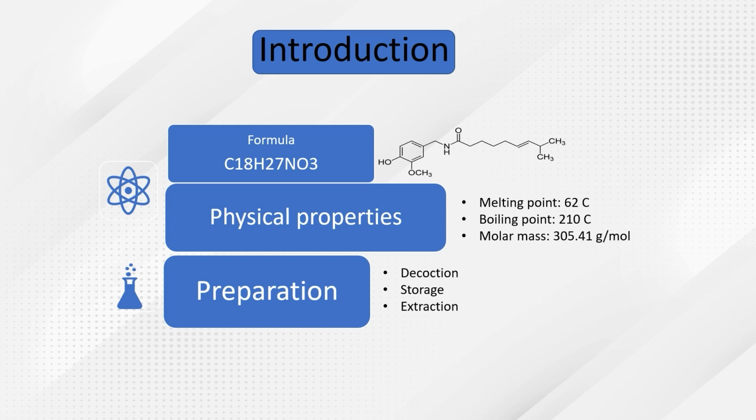Seal the jar with a lid and shake it gently to mix the contents. Allow the jar to sit for at least a week in a cool, dark place to allow the capsaicin to extract from the peppers. After a week, strain the mixture through a cheesecloth using a funnel to remove the solid particles. Transfer the capsaicin extract to a glass bottle with a dropper cap and store it in a cool and dark place.